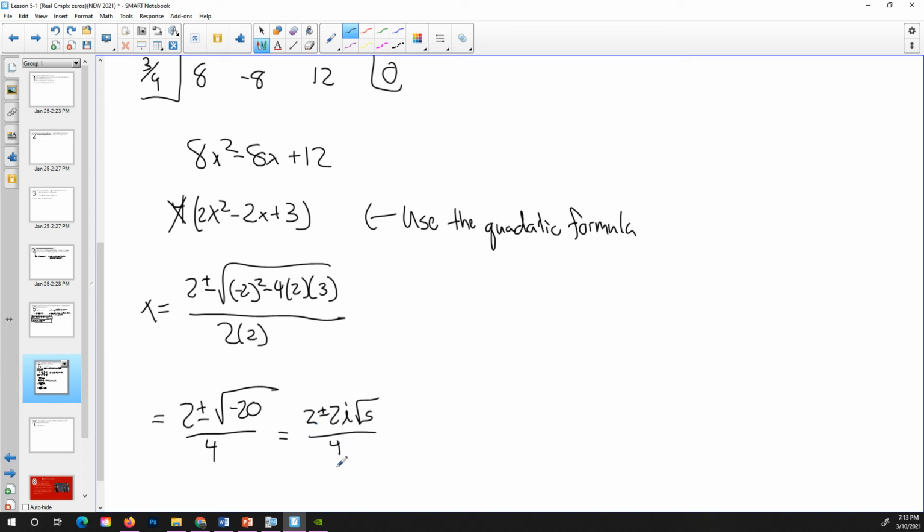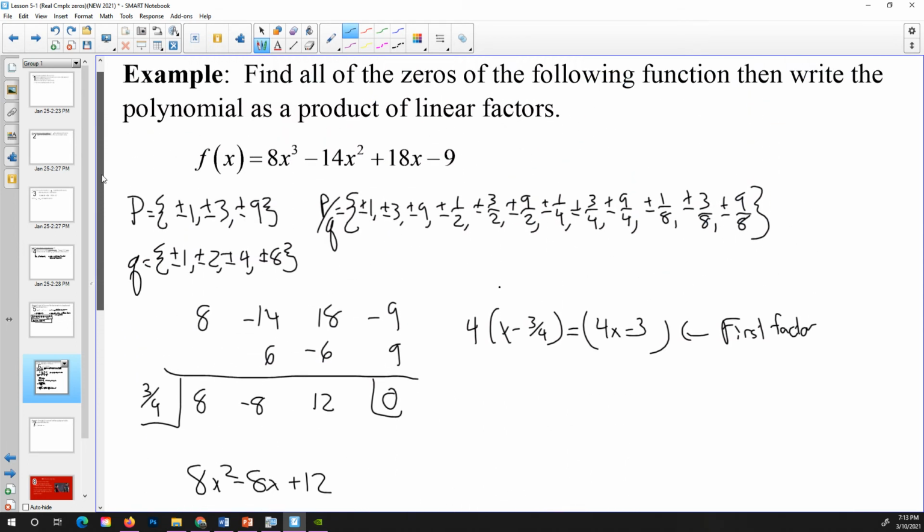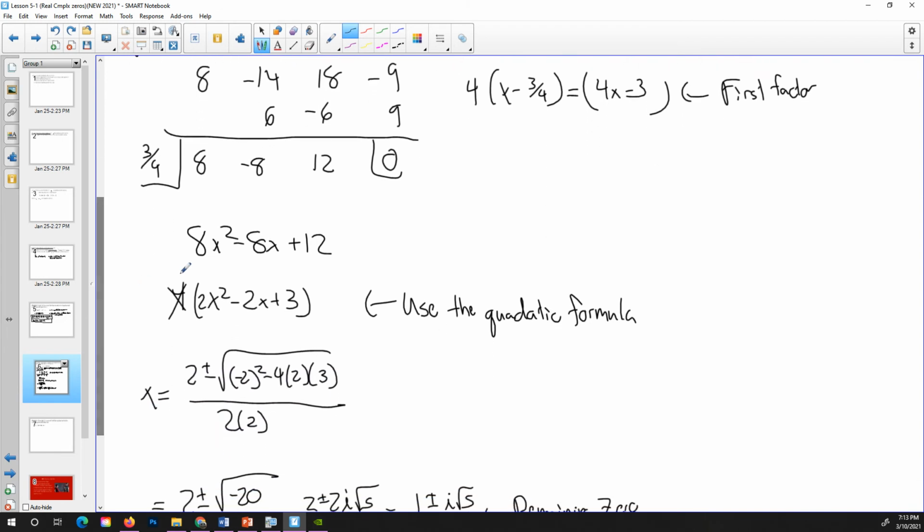And I can divide a 2 out of all of those terms. 2 divided by 2 is 1. 2i square root of 5 divided by 2 is just i square root of 5. And then 4 divided by 2 is 2. Now these are my remaining zeros.